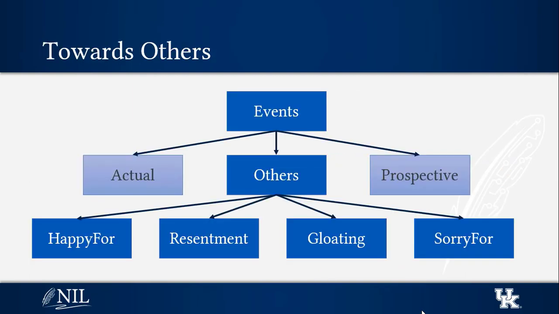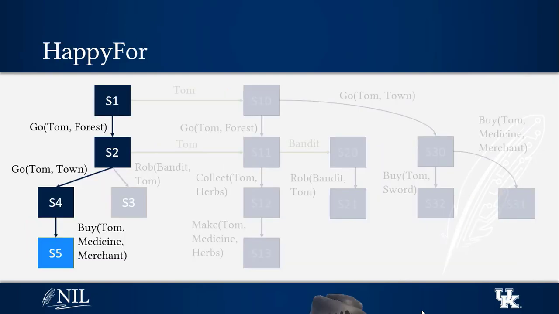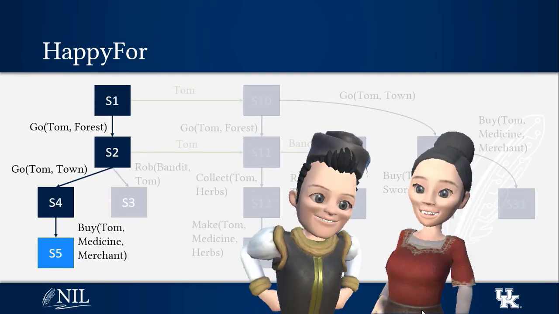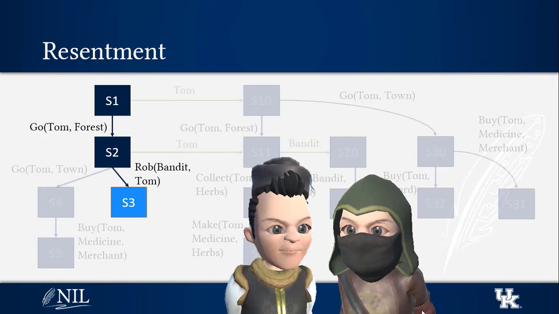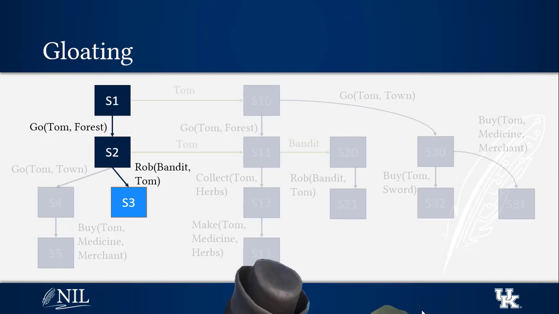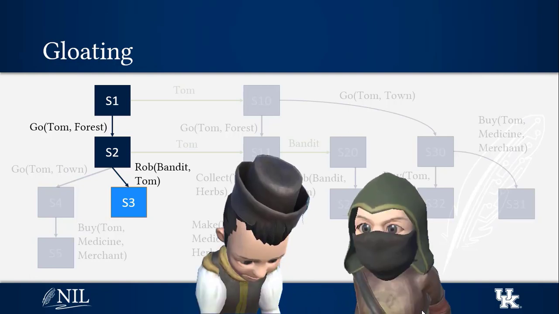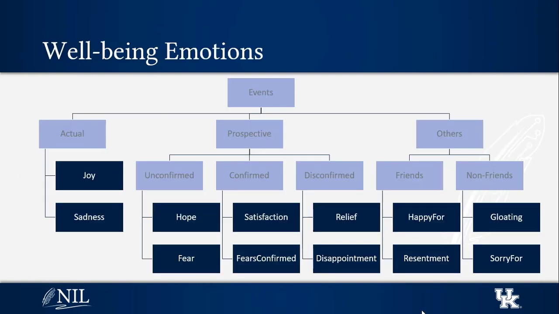Finally, when considering the emotions of two characters towards each other, there are 4 combinations based on the increase or decrease in the two characters' utilities. For example, when Tom buys a medicine from the merchant, they both feel happy for each other because their utilities increase. But when the bandit robs Tom, Tom feels resentment towards the bandit, and the bandit feels gloating towards Tom. In short, we model 12 emotions out of the 22 that are known as the set of well-being emotions.